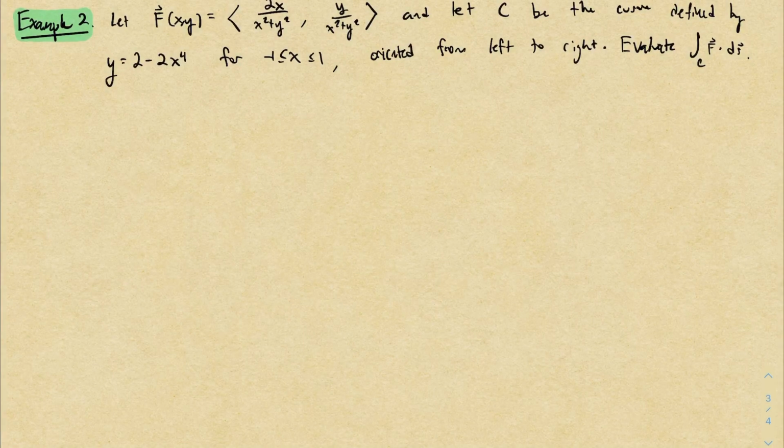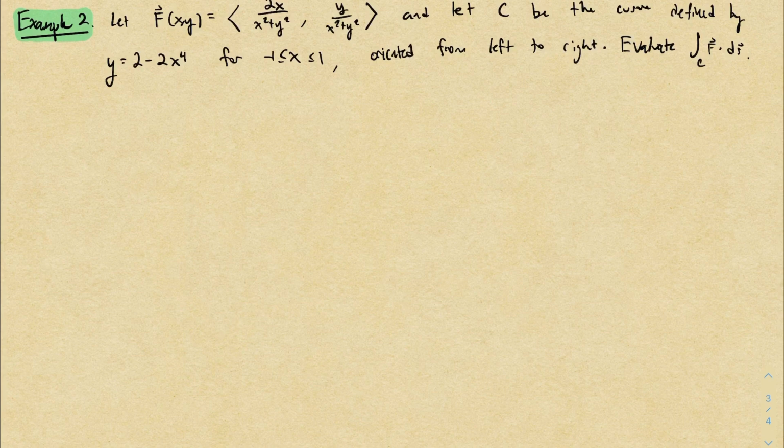Now we'll do something a little more involved. In this example, we're given a vector field, 2x over x squared plus y squared, and then y over x squared plus y squared. And we're given a curve C. This is the curve defined by y equals 2 minus 2x to the fourth for x between negative 1 and 1. The orientation is from left to right. And just like before, we're just supposed to evaluate the line integral of f over this curve.